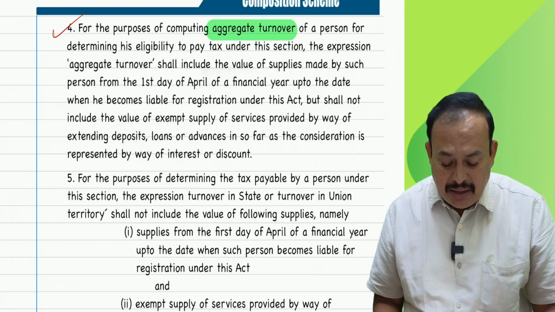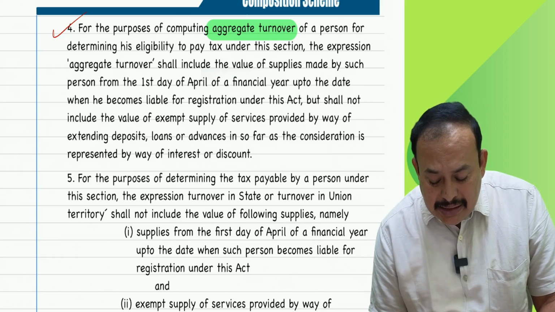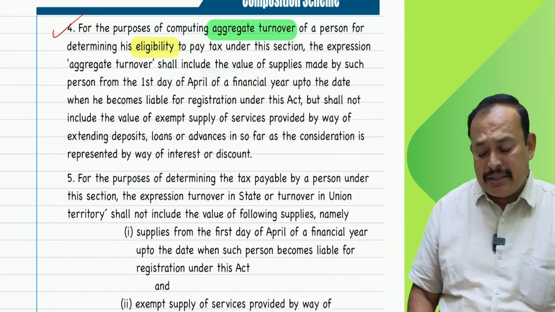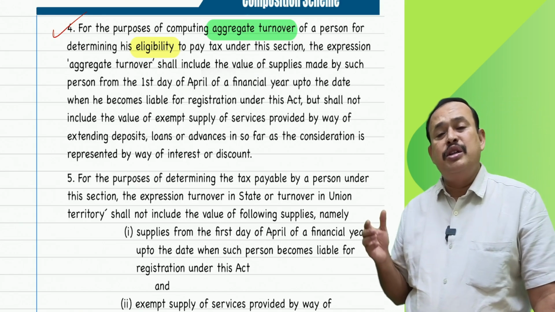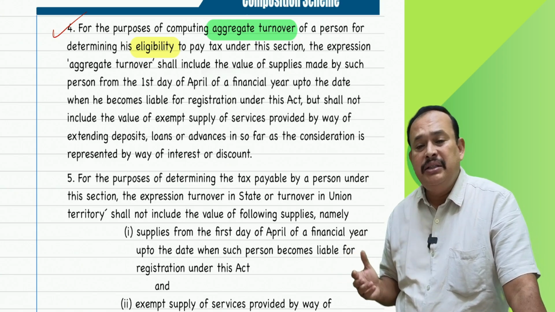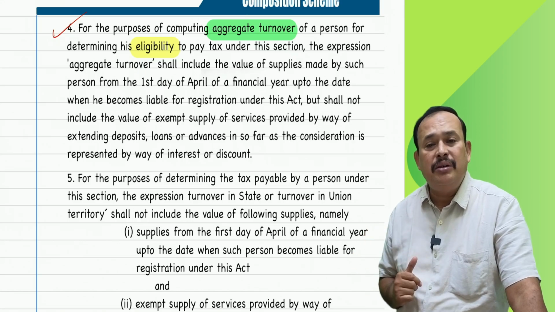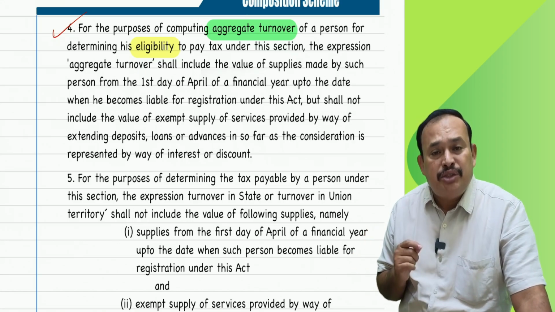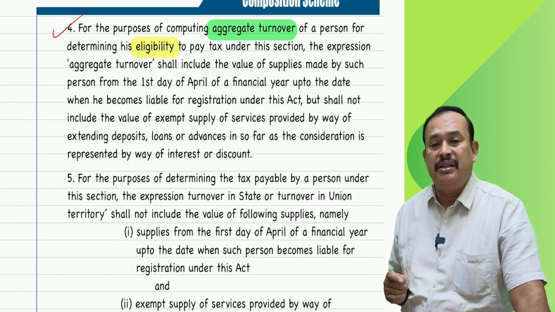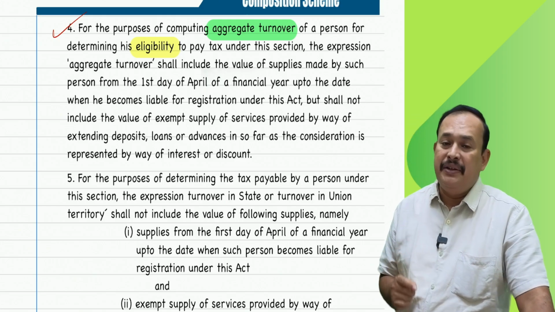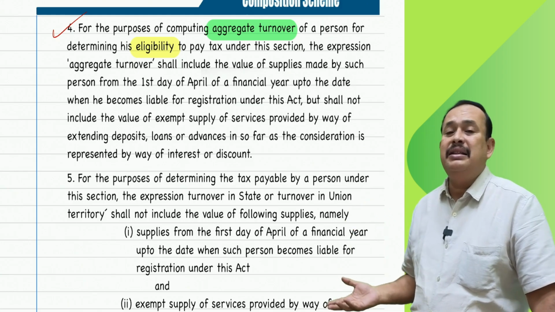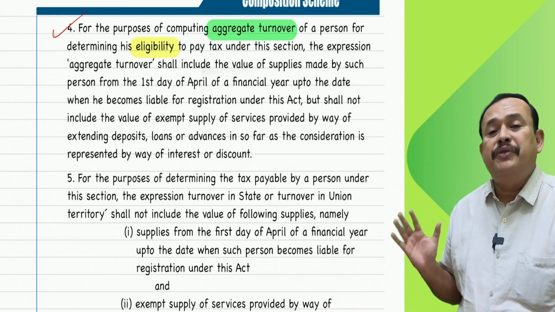Of a person for determining eligibility to opt for the composition scheme or not depends upon the aggregate turnover. One of the criteria is that it should not exceed 1 crore 50 lakhs in the preceding financial year. For a few states, 75 lakhs. That is for trader, manufacturer, restaurant. For other than the restaurant service provider, 50 lakhs.